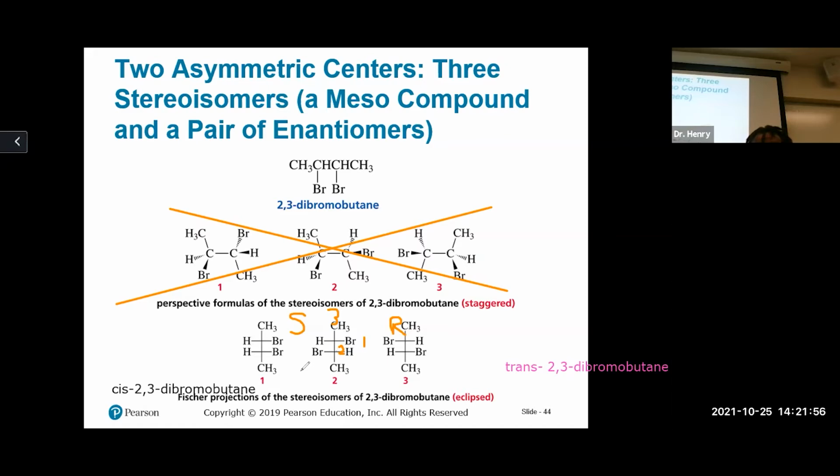You said R? Not necessarily. Yeah, they both could be S's, right? So that's 1. This is 2. This is 3. Or no, sorry, that's 1. This is 2. This is 3. And this is 4.